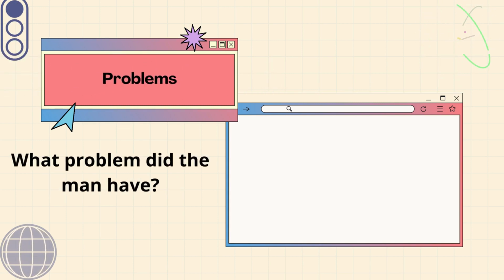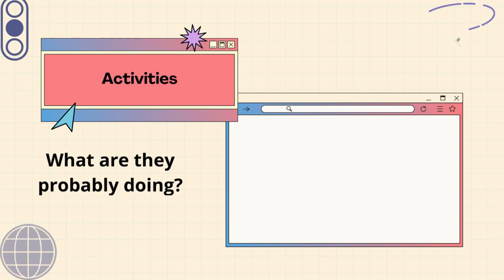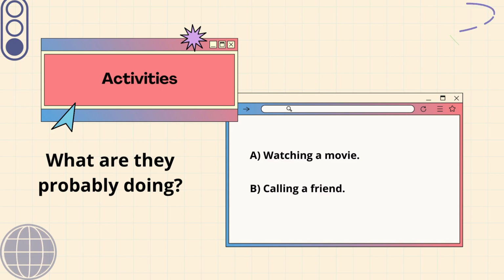Questions about problems are directed to a conflict or urgency. What problem did the man have? He lost his parking ticket or he didn't bring enough money. Questions about activities focus on specific actions. What are they probably doing? Watching a movie or calling a friend.